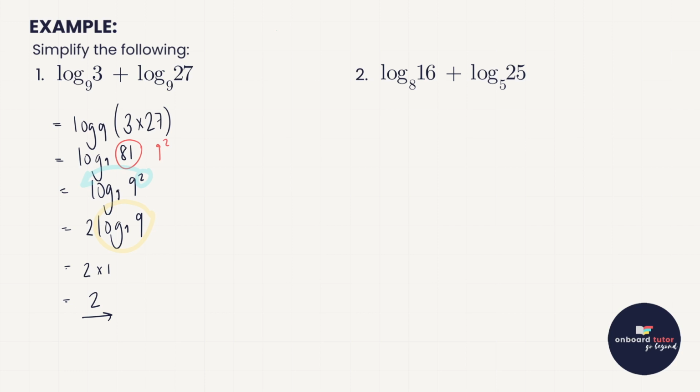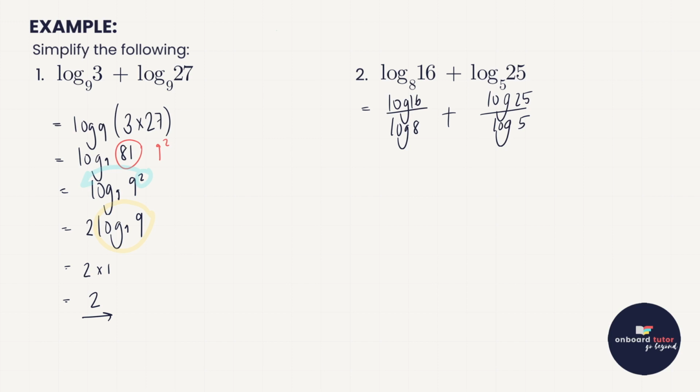Okay, question 2 here says log base 8 of 16 plus log base 5 of 25. The first thing I'm noticing is that these two bases are not the same. So whenever the bases are not the same, I jump straight over to the rule that says we can take the log of the number, log 16, divided by the log of the base. I'm going to do that in both instances: log of the number divided by log of the base.